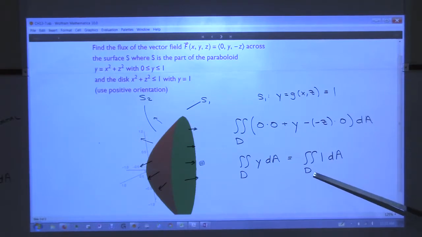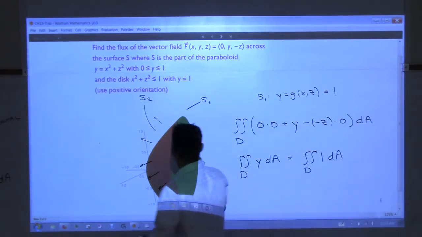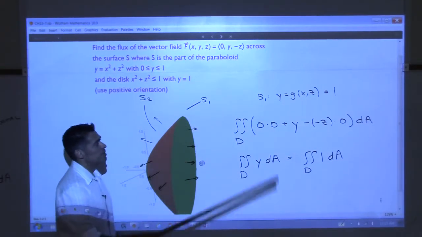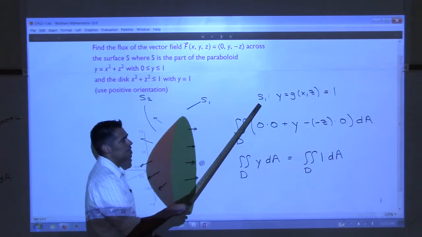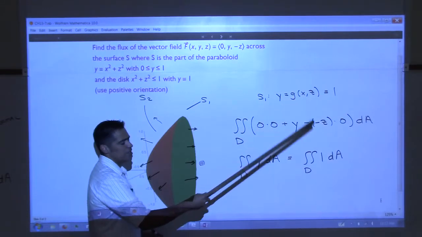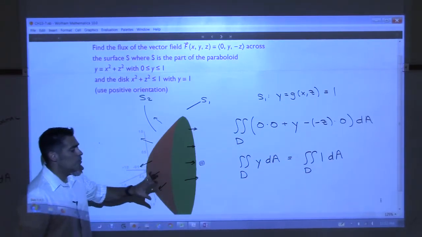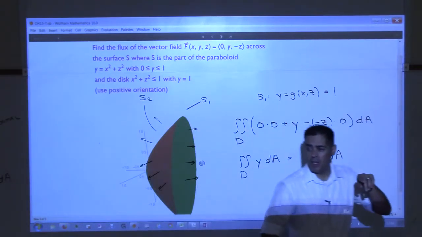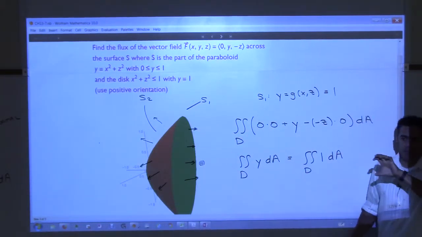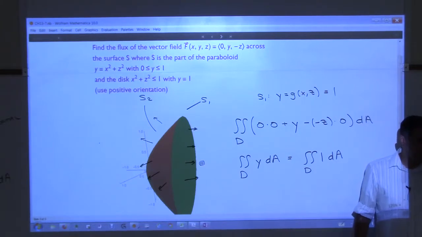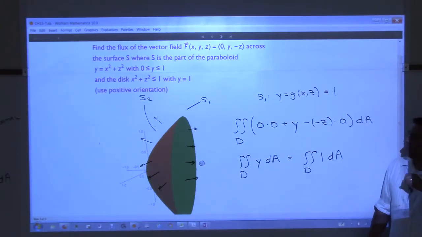What is D? Where though? What were the variables that we were using to describe the surface S1? X and z, right? Because we were not using an r of u,v to describe the surface, we didn't come up with a parametric representation. It was a special case. Because of that, our domain variables are x and z.